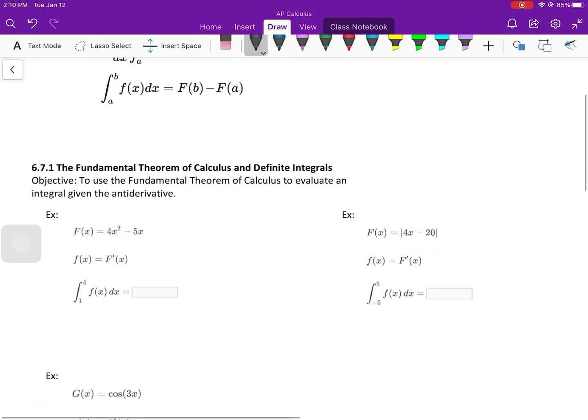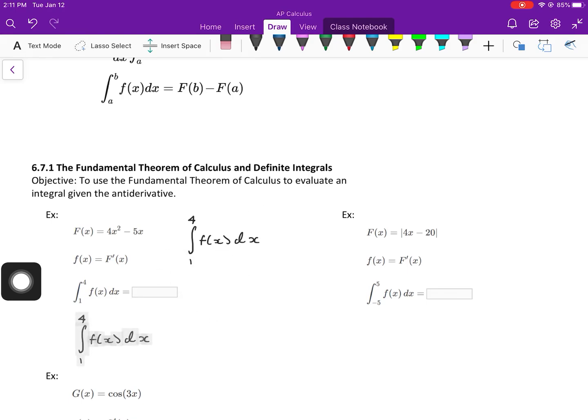Before that, though, what they're going to do in this is they're going to give us the antiderivative, and we're going to evaluate the integral using this formula up here. So they're just going to get us set up for definite integrals for now. So if you take a look at this definite integral, we're integrating from 1 to 4.